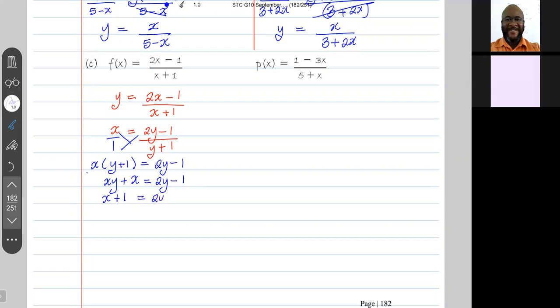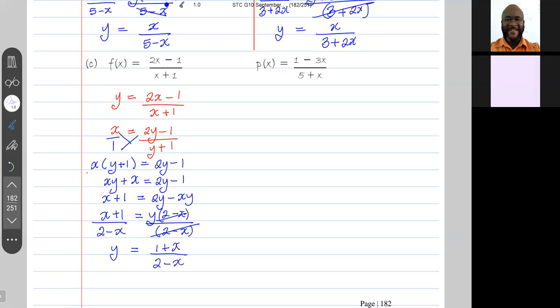Over here we have 2y minus xy. So x plus 1 on the left over to the right, y is common. So I'm going to factor out the y. Y into 2y is 2. Y into xy is x. I'm going to divide both sides by 2 minus x. This cancels this. So we end up with y is equal to 1 plus x over 2 minus x.